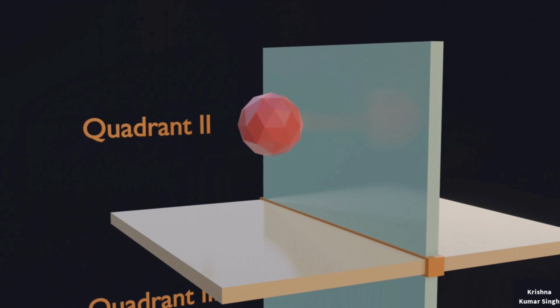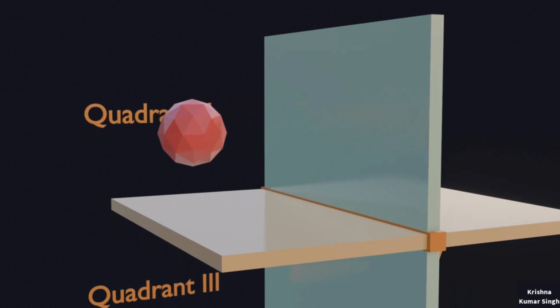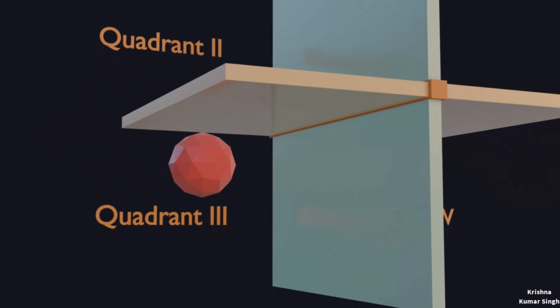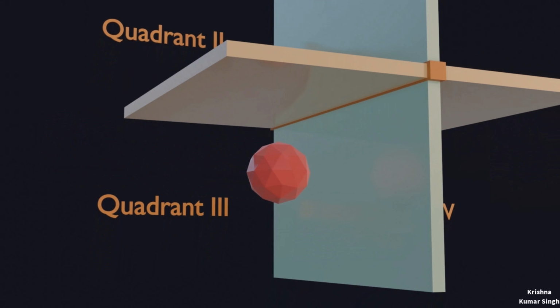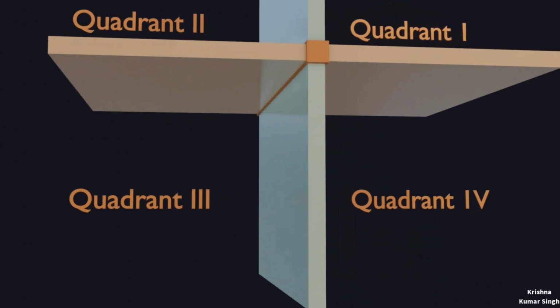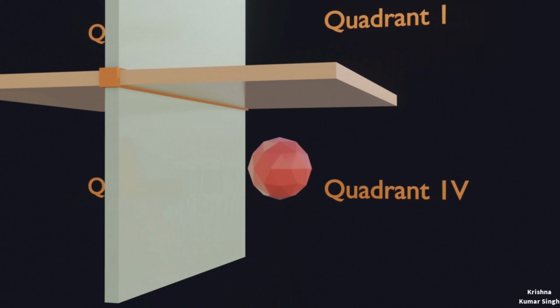If it is situated above the horizontal plane and behind the vertical plane, it is in the second quadrant. If it is situated below the horizontal plane and behind the vertical plane, it is in the third quadrant. If it is situated below the horizontal plane and in front of the vertical plane, it is in the fourth quadrant.